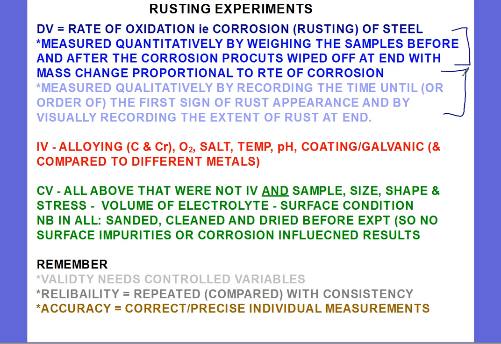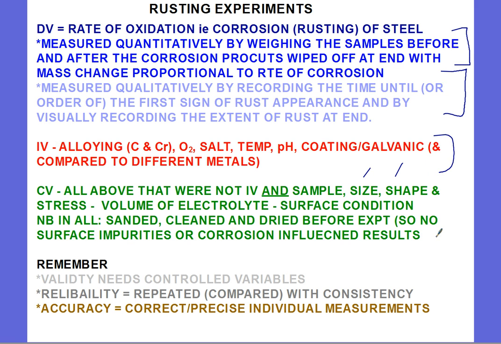Independent variables looked at alloying, whether we used carbon and chromium, oxygen content, salt in the electrolyte, temperature, pH, the coating, scratched and unscratched, galvanic contact, and we also compared different metals. We had a whole range of independent variables. Control variables. In every experiment we tested one independent variable. That means everything else in this list had to be kept the same, but also the sample size, shape and stress had to be kept the same, volume of electrolyte, surface condition. So in all samples we cleaned and sanded them and dried them before the experiment, so there was no influence from surface impurities or surface corrosion.